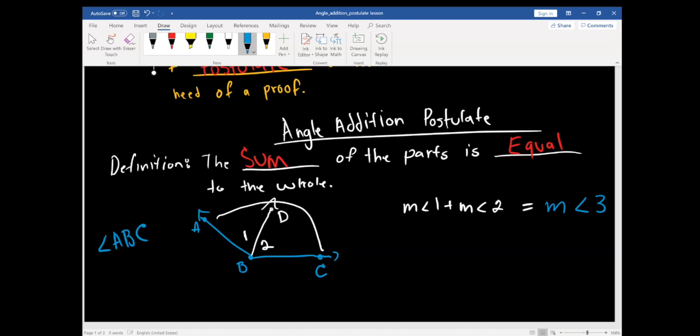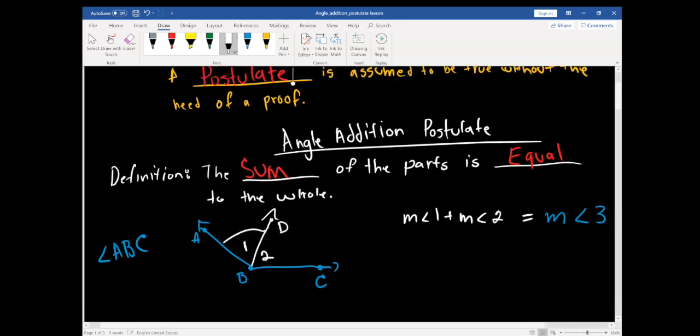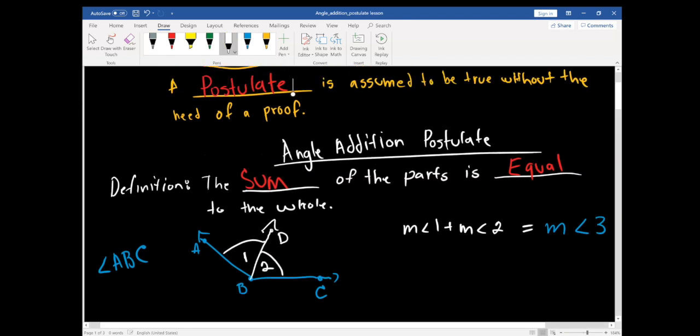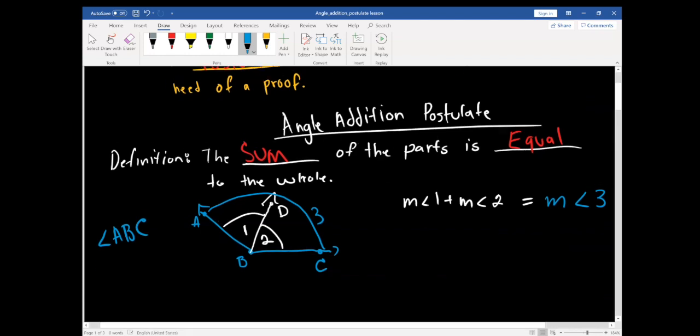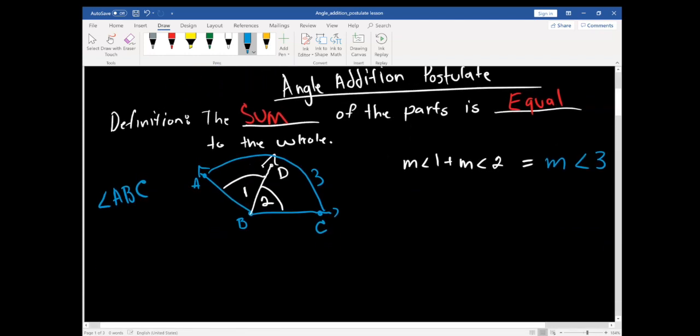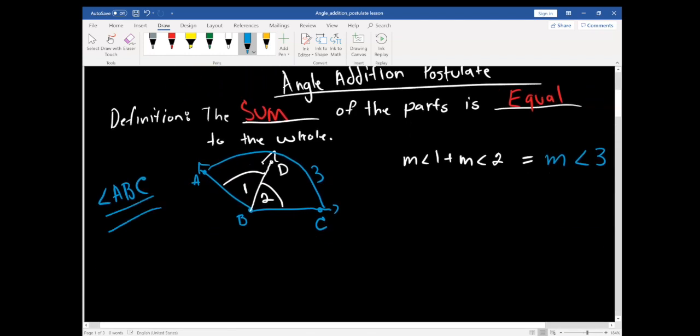In other words, if I use a protractor and I measure angle 1, and then I measure angle 2, then in theory I should get ABC, the measurement of angle 3 in this case. Now you can also write this down using this form of notation. So let's actually go ahead and do that. Let's erase this so it makes more sense.